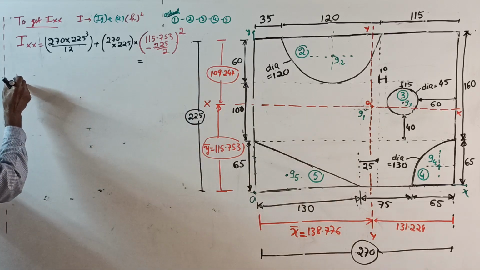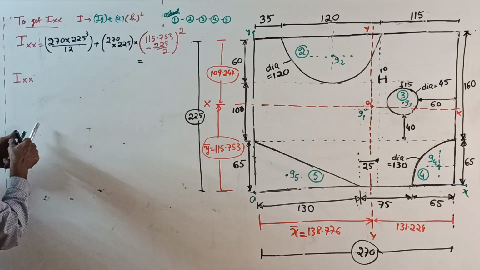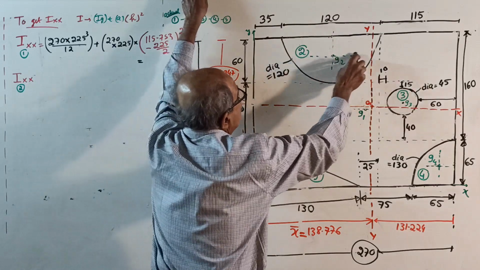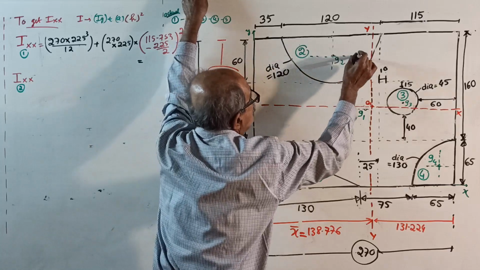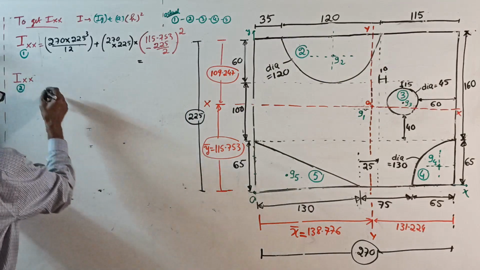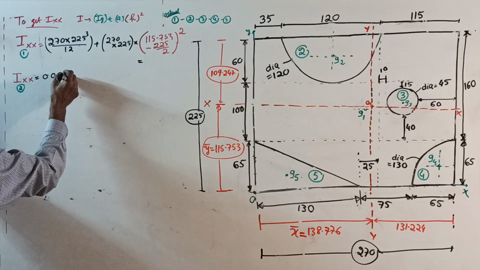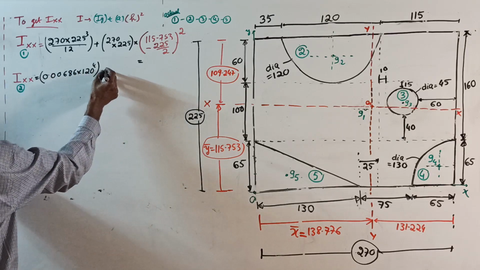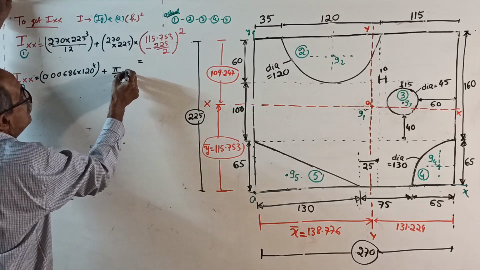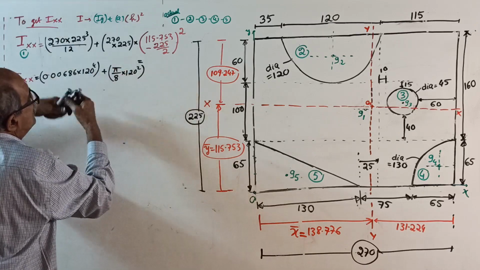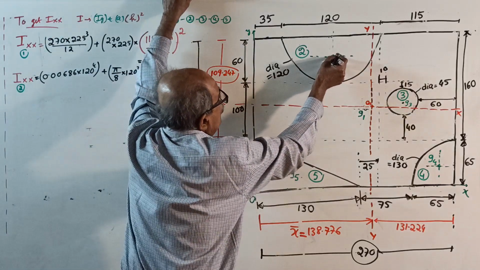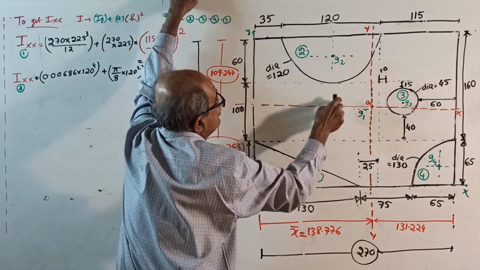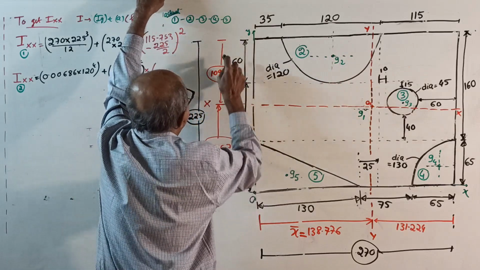Then Ixx, this is Ixx for 1, Ixx for 2. This is a quadrant of a circle, semicircle. I about its own centroidal axis parallel to xx. Just now I told, I won't waste time now. 0.00686 into d power 4, diameter is 120 power 4 is Ig, plus area pi by 8 of 120 square is the area, multiplied by, from the centroid of that semicircle to xx axis, this distance square is 109.247.